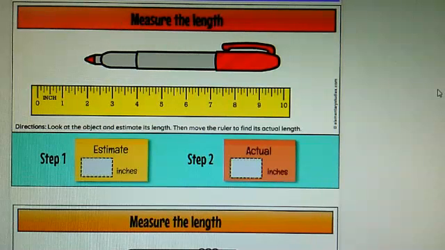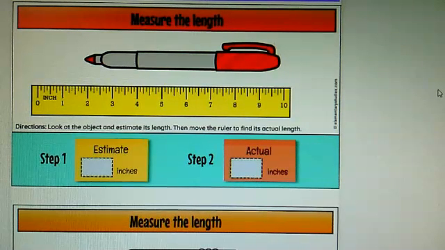Everybody, I wanted to show you what we would be doing today on Class Kick, because it's a little bit different than things we've done in the past. I'm going to do this first one with you, and then I have one more that I want to show you. Today we're working on measuring using a ruler. We're using an inch ruler to find the length of an object.